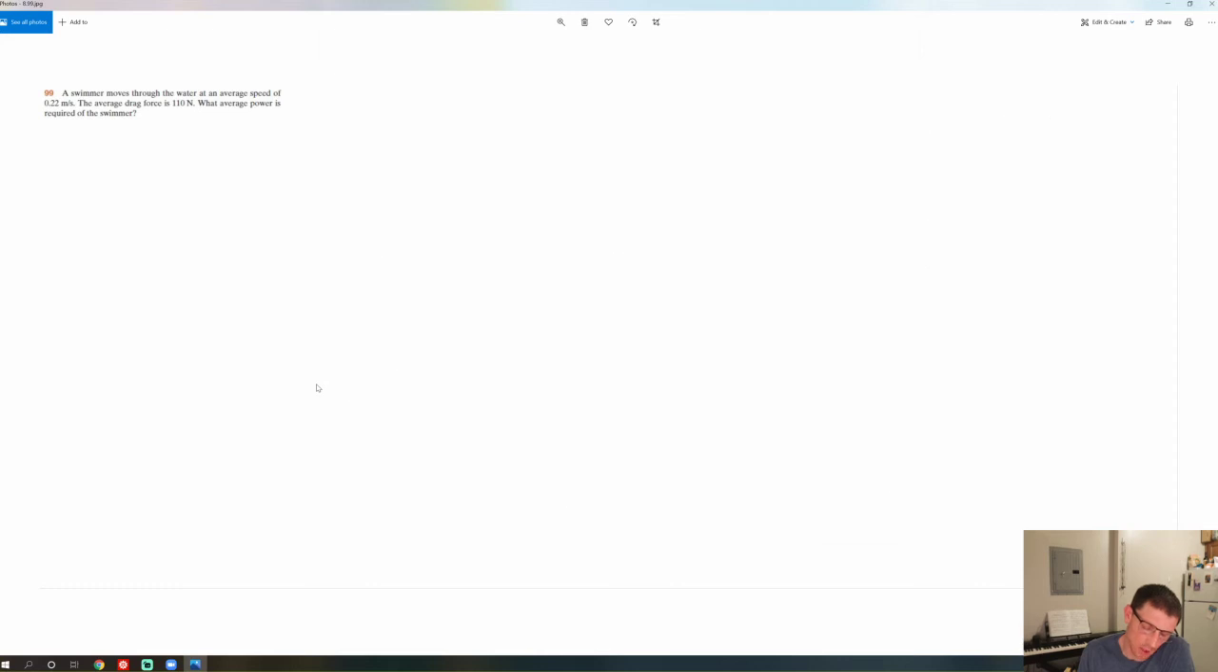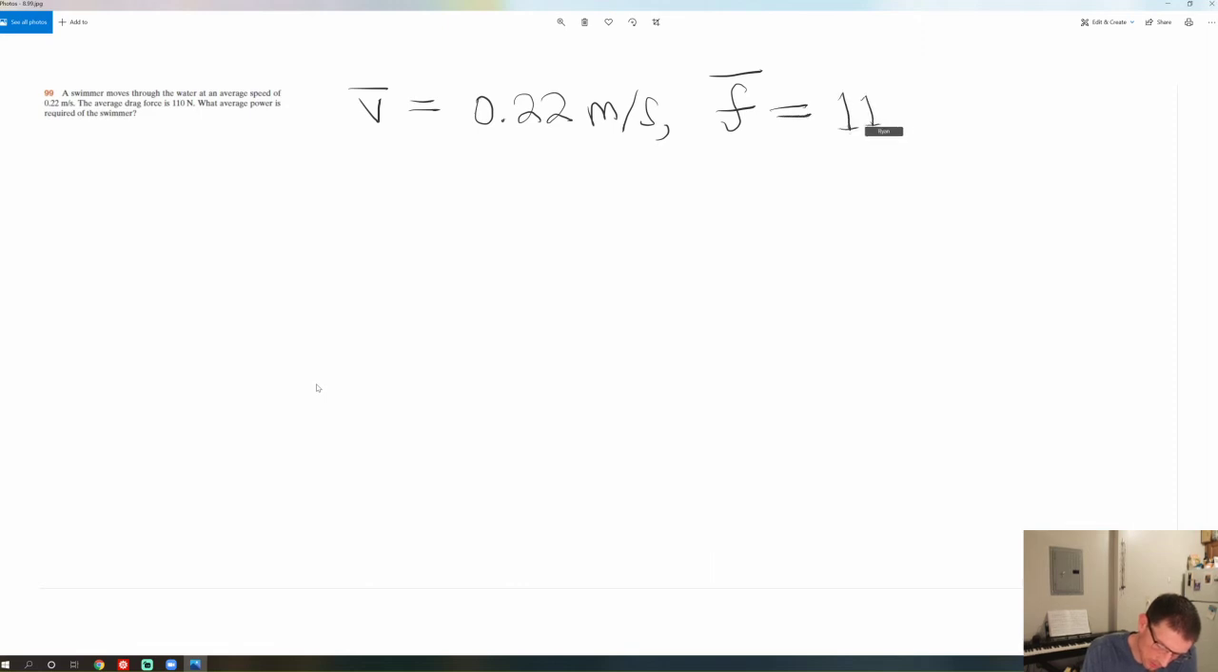Okay, let's solve this though, and I don't think this should take terribly long. I want to set a good example and do this. So the average speed of this swimmer is 0.22 meters per second, and the average drag force, I'll just call this little f, is 110 newtons. And that's all we're really given.